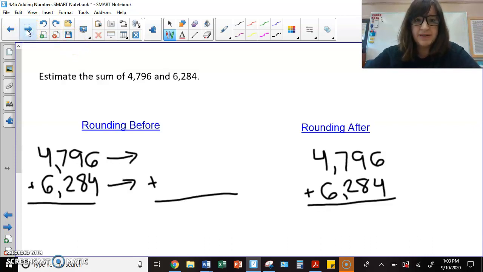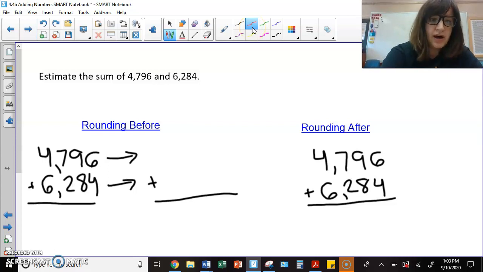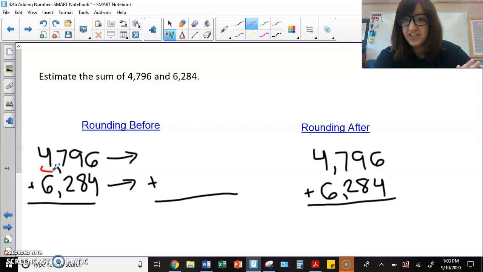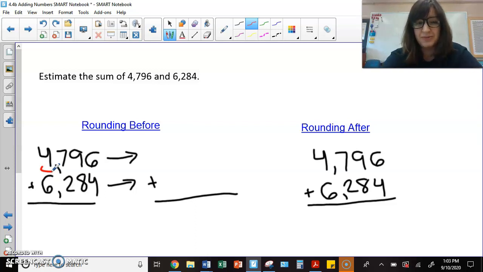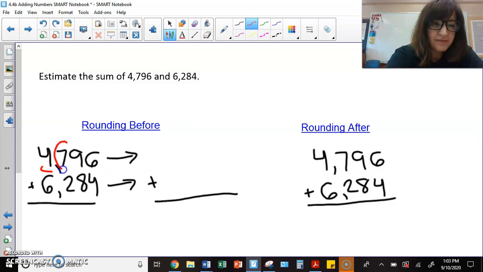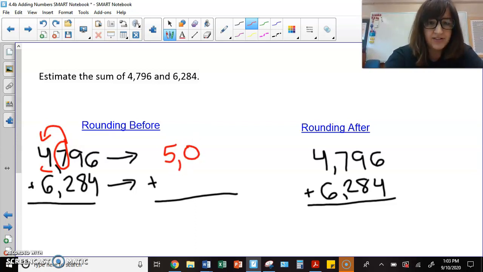All right, so I'm going to take my numbers and I'm going to round them before. So I'm going to look at my thousands place. They each have 4 digits, so I'm going to round them both to that thousands place, that biggest shared place value. I'm going to look at my 7. My 7 tells my 4 to go up to a 5, so this number rounds to 5,000.